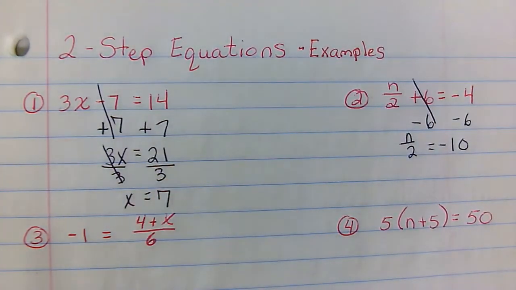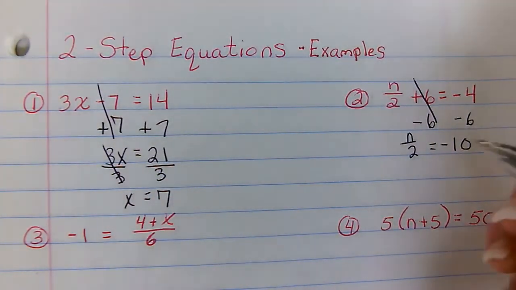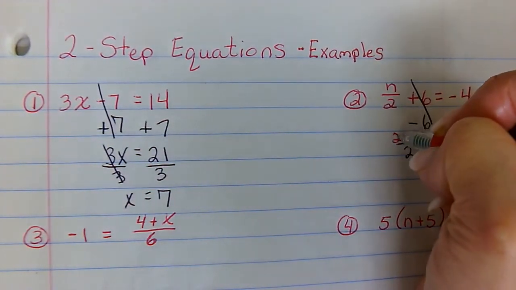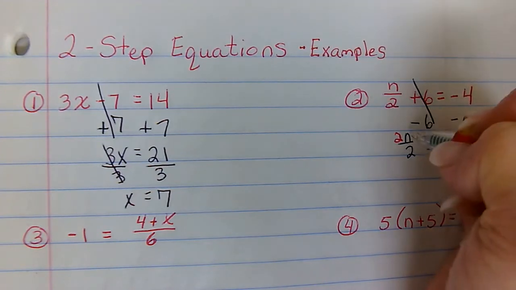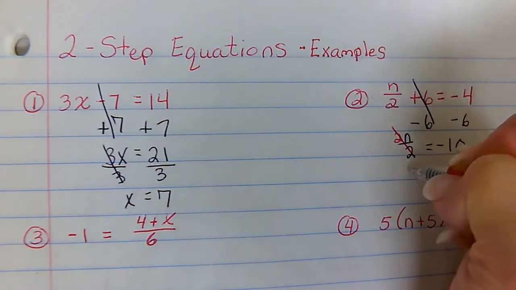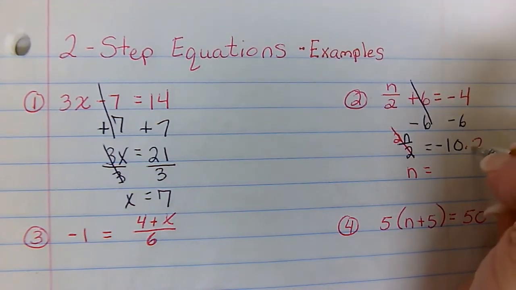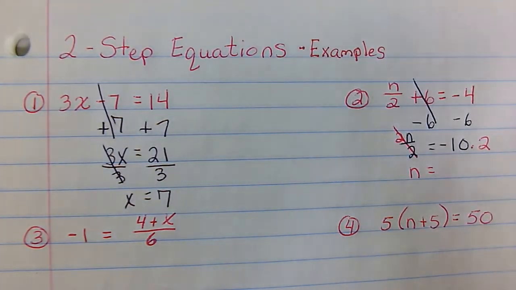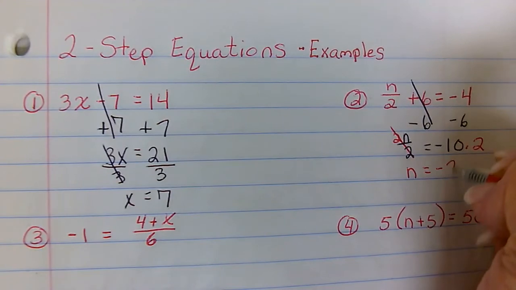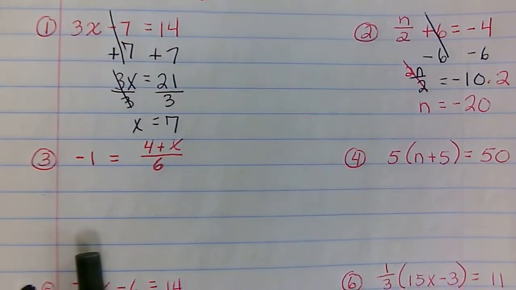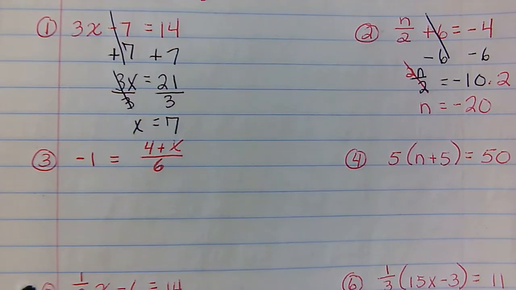Now here's where some people forget that the opposite of divide is multiply, and if you put the 2 on top of this fraction bar, these cancel out, and then you bring down n equals, and over here you multiply by 2, and negative 10 times 2 is negative 20. Okay, now let's look at the next one. We have it written on the other side just to give you a different look.